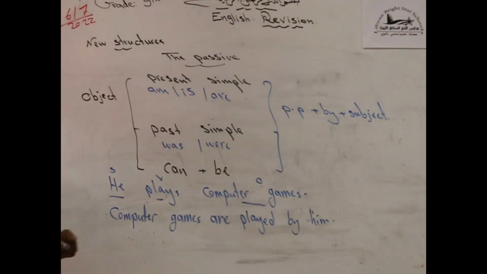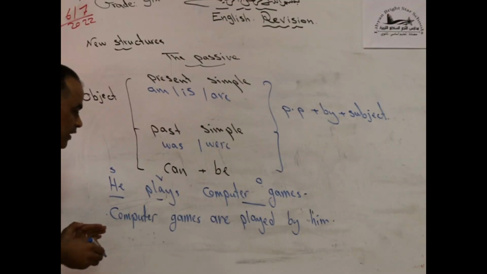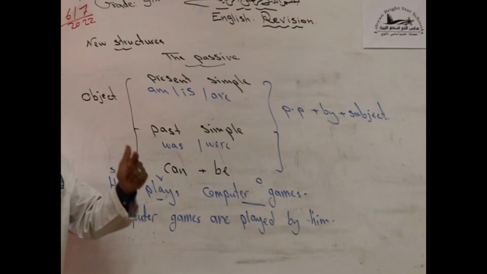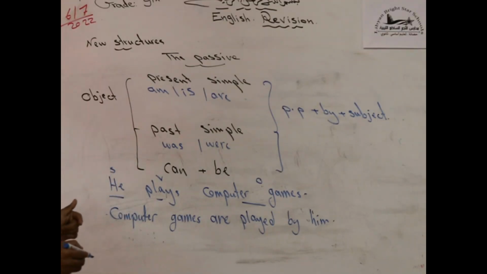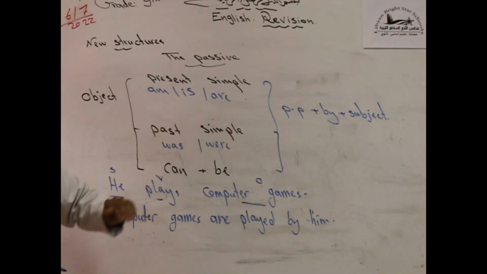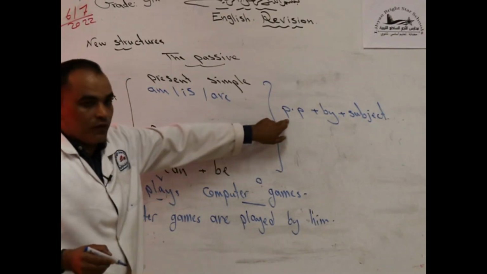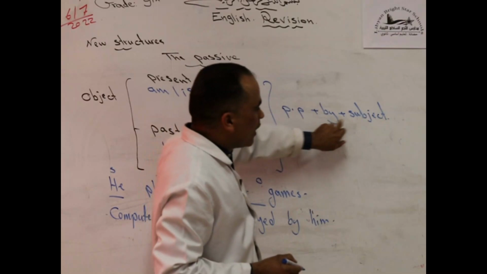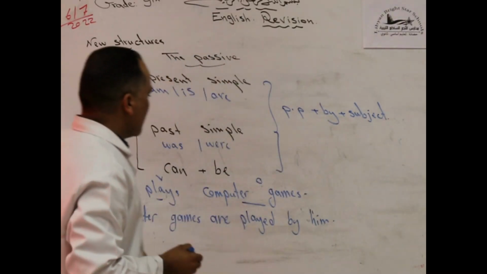Again, to change the sentence from active to passive, follow these steps. Identify the tense of the sentence, identify the subject, the verb, and the object. Start with the object of the sentence, use verb to be according to the tense you have decided. Use the past participle of the main verb. If you want to say who or what did the action, use by plus subject.